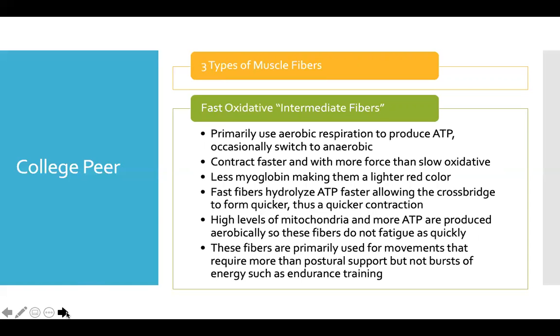The next type of muscle fibers is fast oxidative, and these are also known as intermediate fibers. They are primarily using aerobic respiration to produce ATP, but they occasionally switch to anaerobic. They contract faster and with more force than slow oxidative. They do have less myoglobin, making them a lighter color of red. And these fast fibers hydrolyze ATP faster, allowing the cross bridge to form quicker, which then makes a quicker contraction. With high levels of mitochondria and more ATP produced aerobically, these fibers do not fatigue as quickly. These fibers are primarily used for movements that require more than postural support, but not quite bursts of energy, such as endurance training.